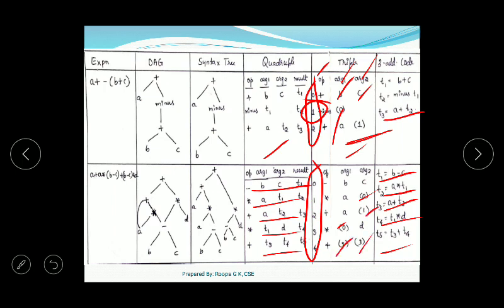Okay, this is about construction of syntax tree, DAG, 3 address code, etc.